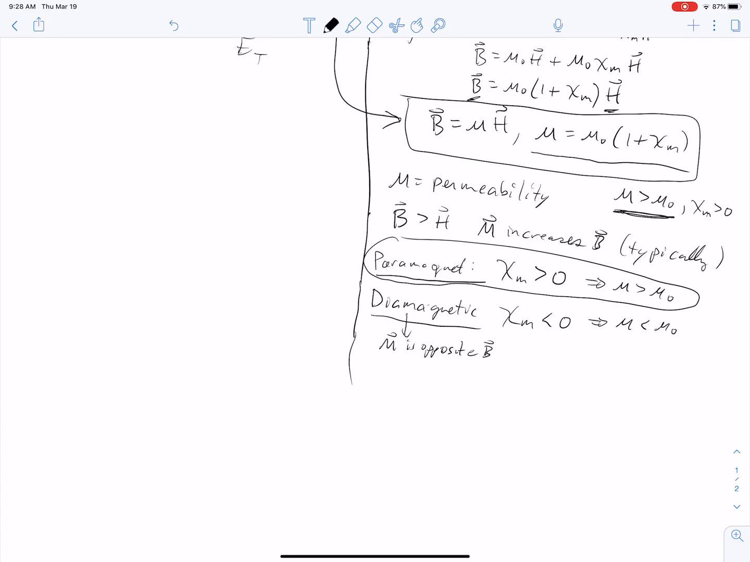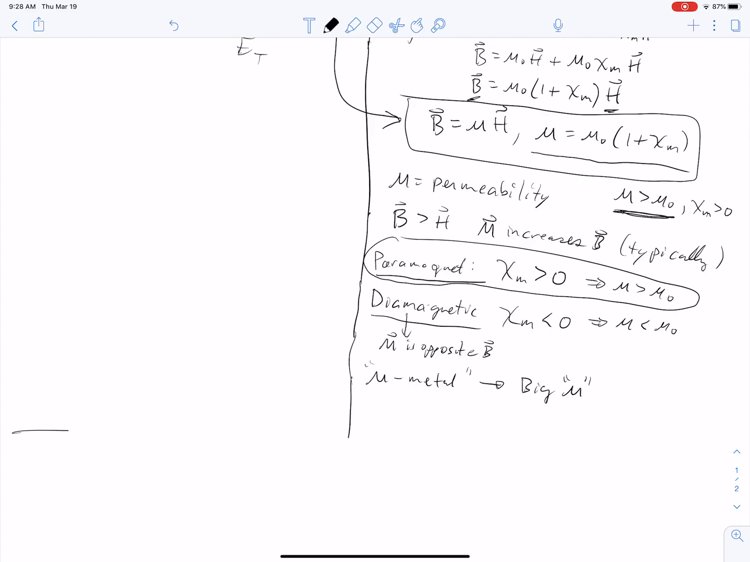And I will just say that there are materials called mu metals, which you might have heard of. A mu metal is a material that becomes very magnetic. It has a really big mu. And those can be very useful for magnetic shielding. Okay, so that's the definition of the magnetic susceptibility.